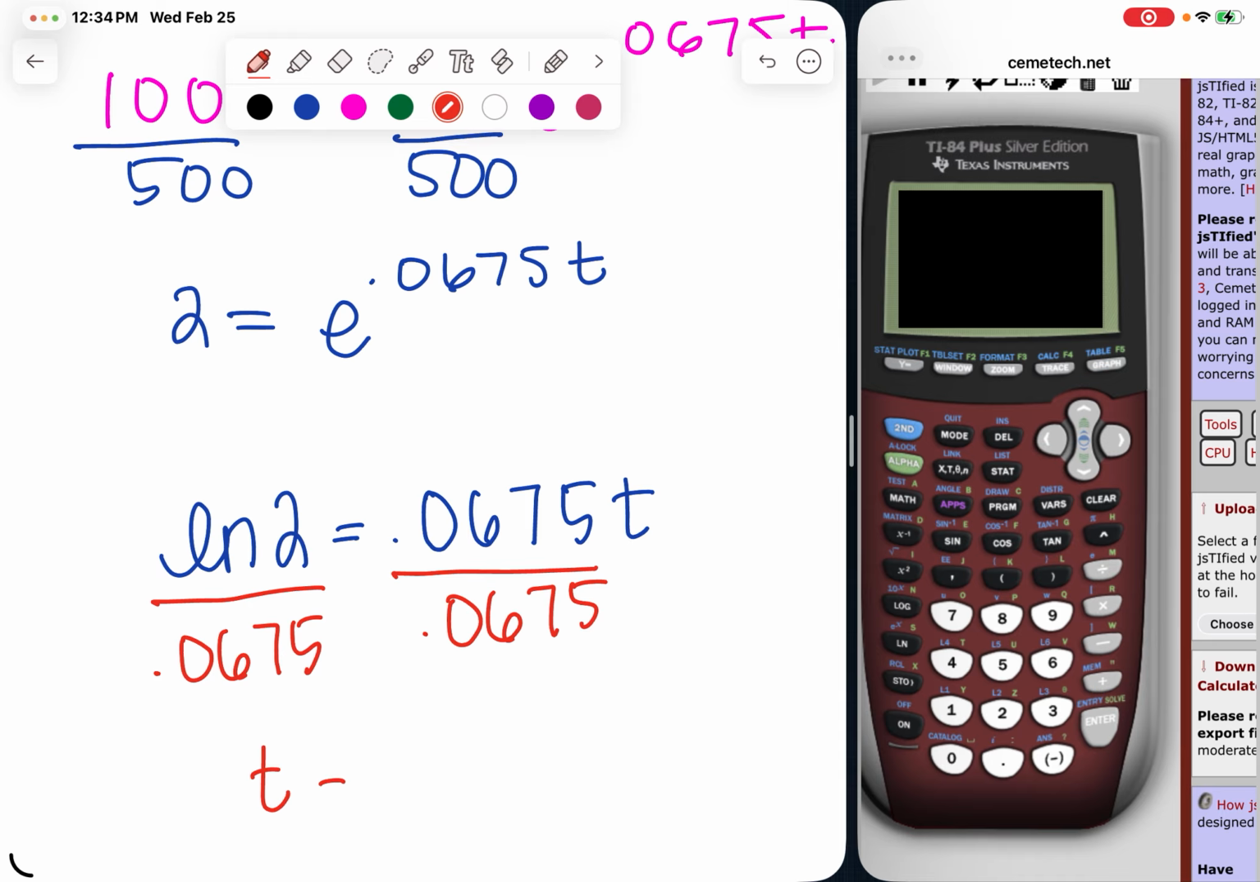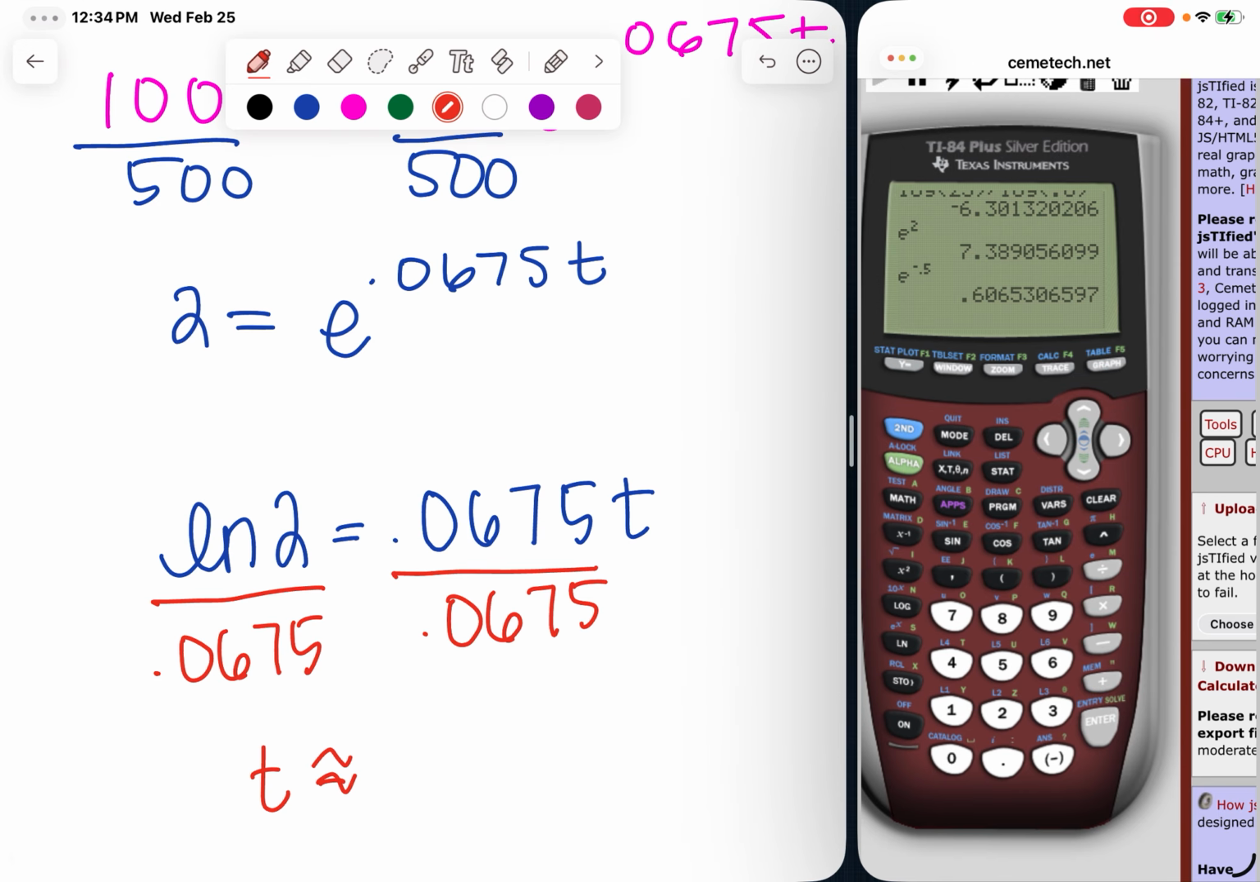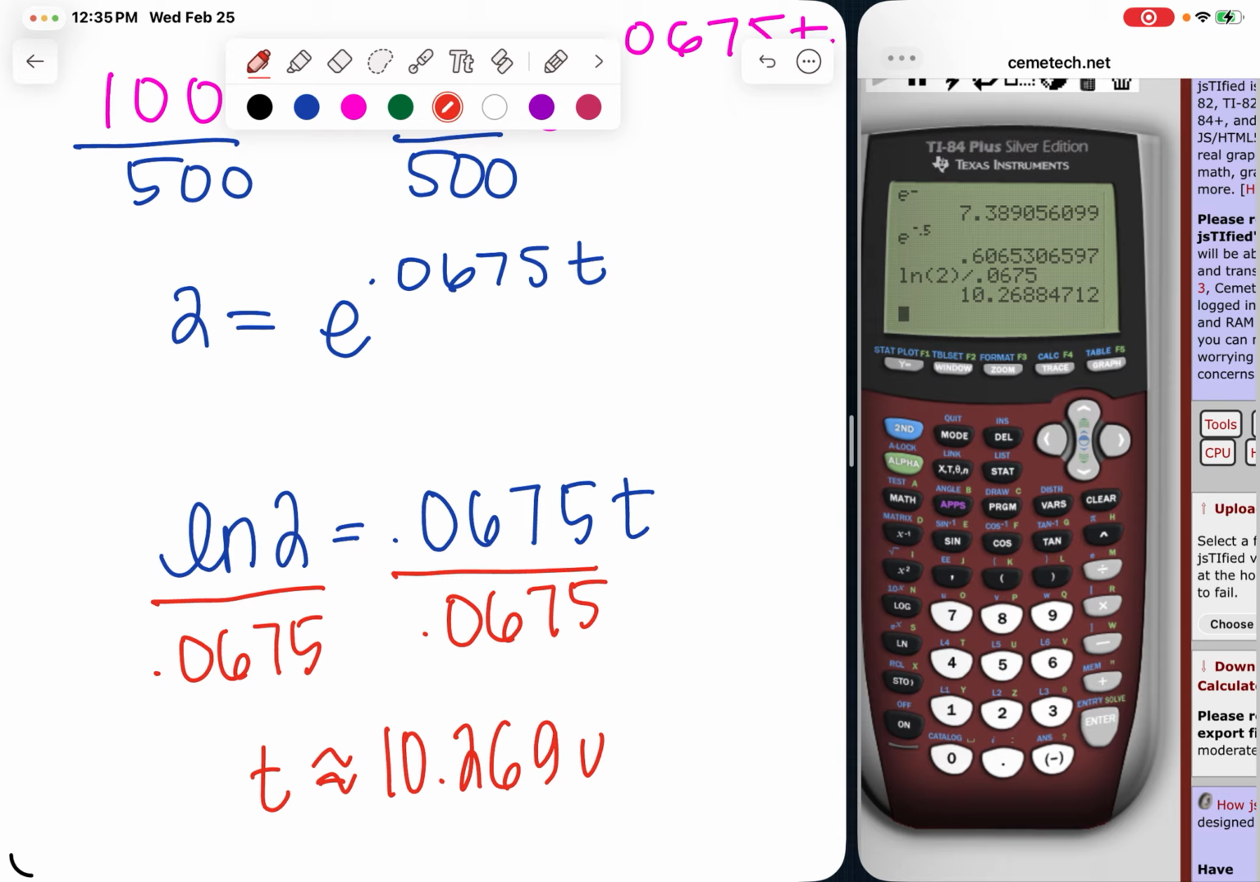Put that in my calculator, and it's going to give me an approximation. Hey, calculator, natural log of 2, don't forget to close the parentheses on your 2, divided by 0.0675, enter, and I get approximately 10.269 years. That's how long it'll take to double.